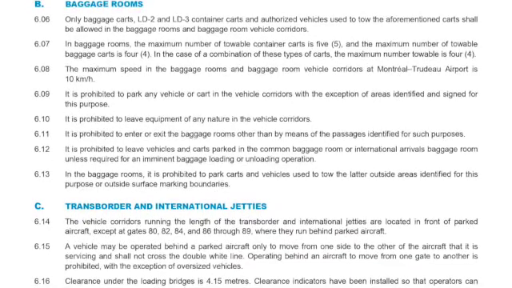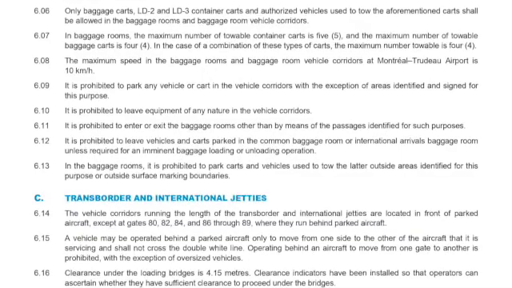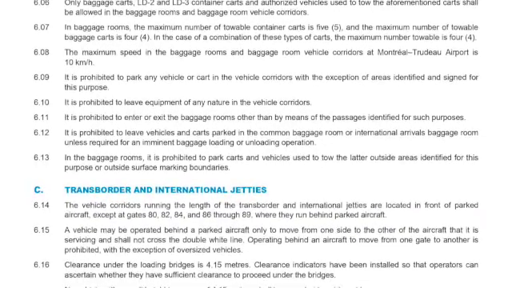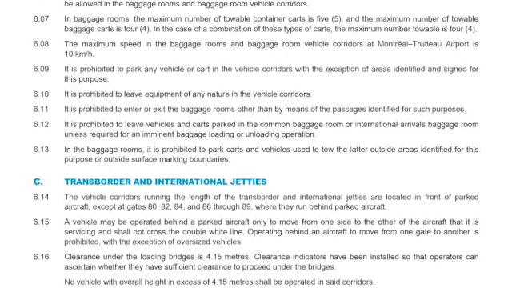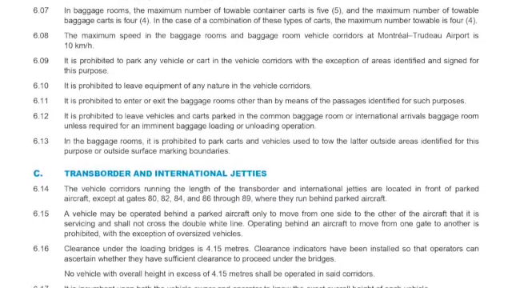C. Transborder and international jetties. 6.14. The vehicle corridors running the length of the transborder and international jetties are located in front of parked aircraft, except at gates 80, 82, 84, and 86 through 89, where they run behind parked aircraft.